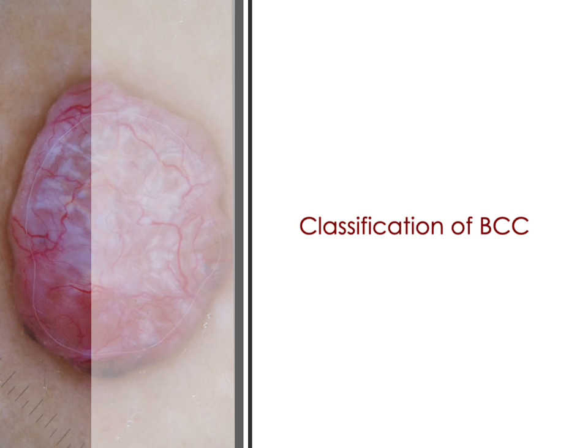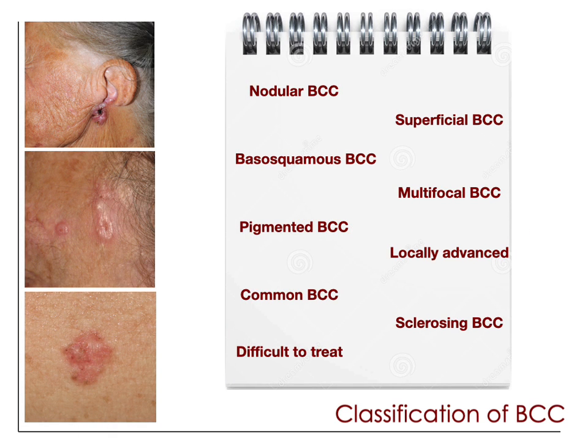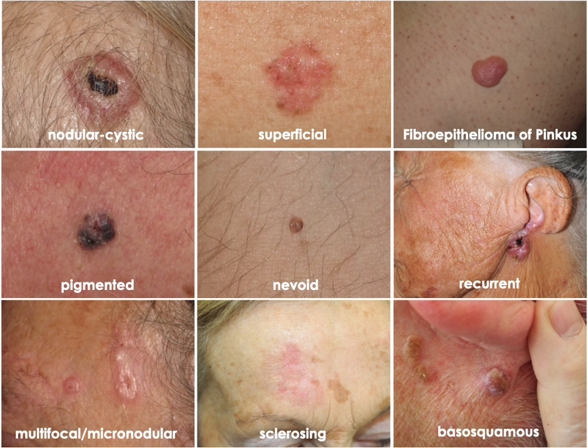We are used to classifying basal cell carcinoma combining clinical and histological information. In fact, basal cell carcinoma can be classified according to histology into several subtypes such as nodular, superficial, or morphiform basal cell carcinoma, or according to clinical presentation. Here, for example, you can see several variants: superficial basal cell carcinoma, nevoid, multifocal, sclerosing.